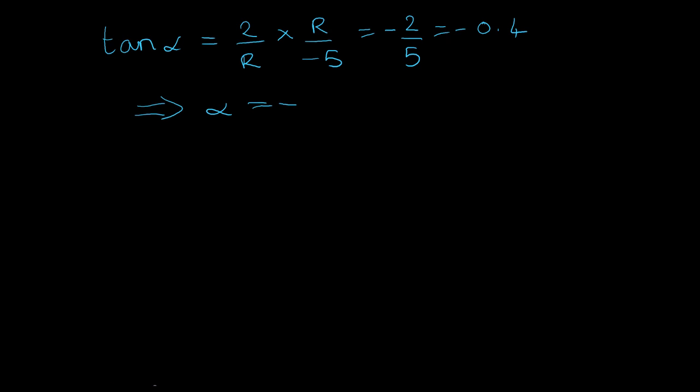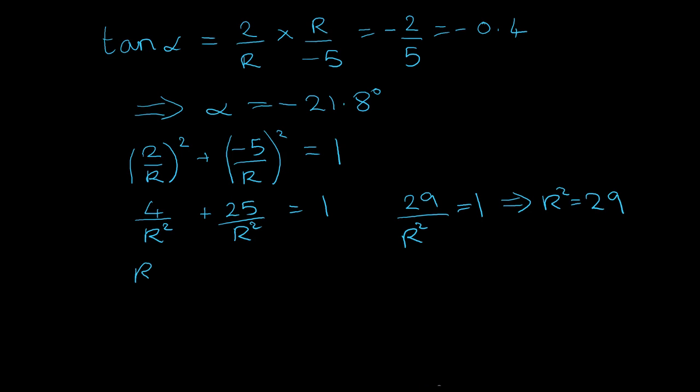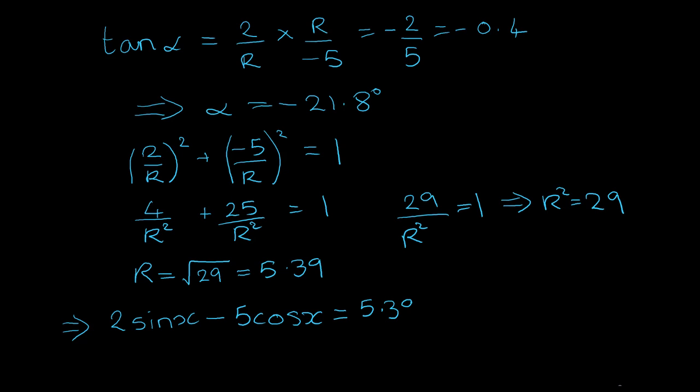Alpha equals minus 21.8 degrees. Sin squared alpha plus cos squared alpha equals 1 gives us (2 over r) squared plus (minus 5 over r) squared equals 1, being 4 over r squared plus 25 over r squared equals 1. This is 29 over r squared equals 1, which gives us r squared equals 29. r is the square root of 29, which is 5.39. Therefore, 2 sin x minus 5 cos x equals 5.39 cos(x plus 21.8 degrees).